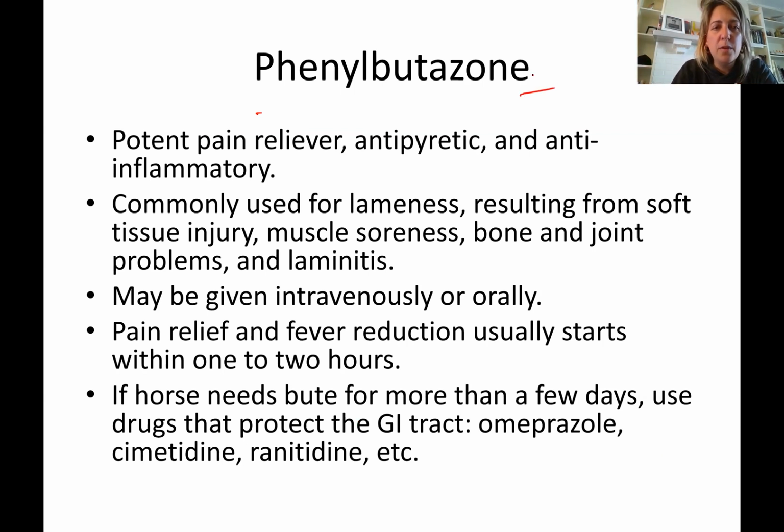But bute is very potent as a pain reliever. It's anti-inflammatory and antipyretic. It is very, very commonly used for lameness.